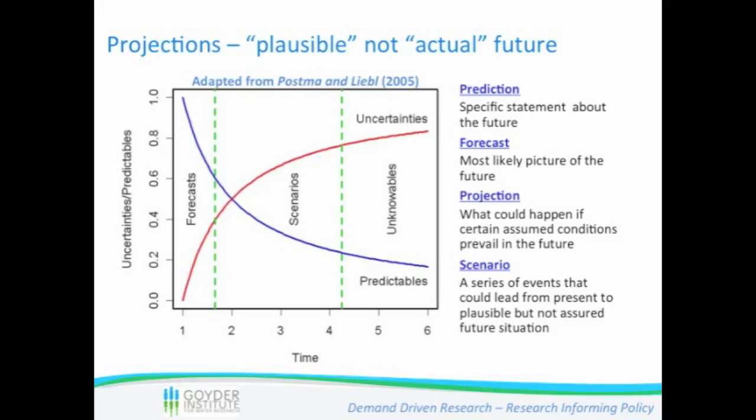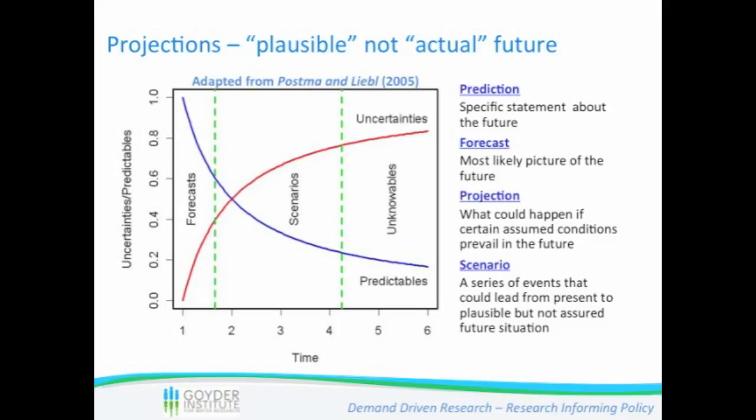So I think you've heard it mentioned a few times, but it's very important to start with this declaration that projections are a plausible future, but they are not the actual future because of the uncertainties involved on how the actual climate will evolve over the next century. So a prediction is a specific statement about the future, and we're used to weather forecasts, which are very accurate these days, the most likely future, often based on model results. A projection, in comparison, is what could happen if certain assumed conditions prevail in the future. And they're used in scenario analysis.